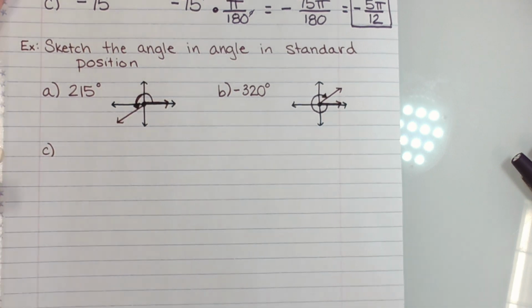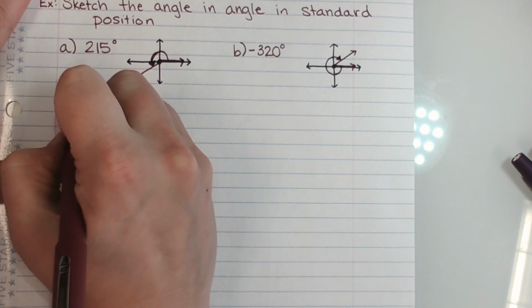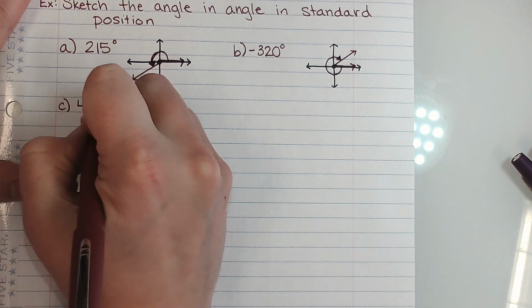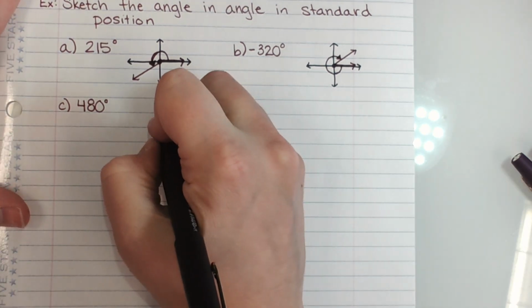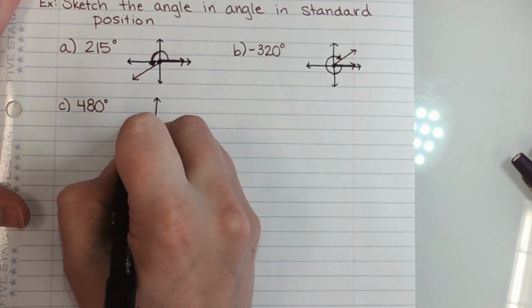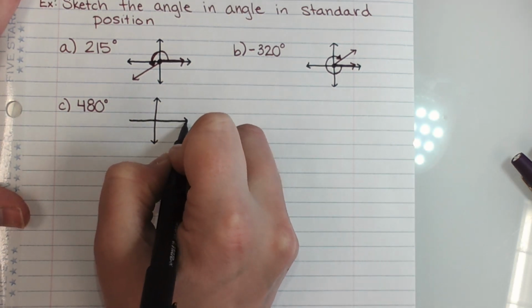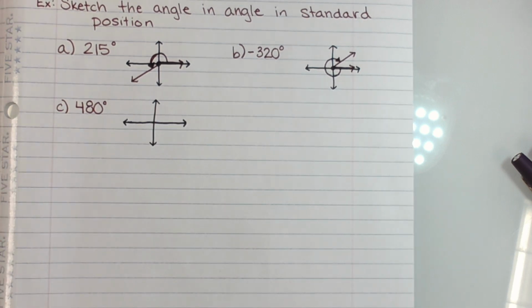Now there are some things that mess with people with this, such as when I give an angle bigger than a full circle. You do the same thing, you just have to spin around to get there. Clockwise or counterclockwise? Counterclockwise because it's positive.